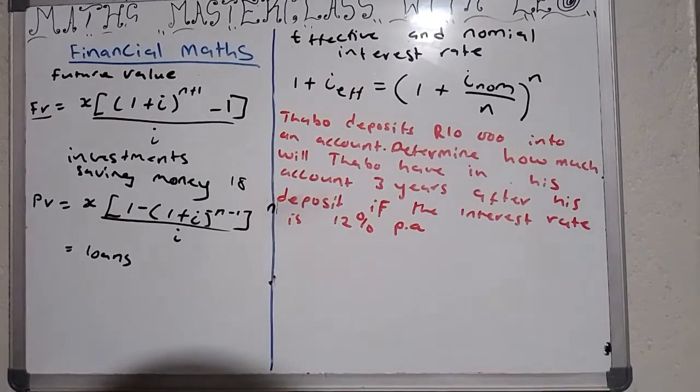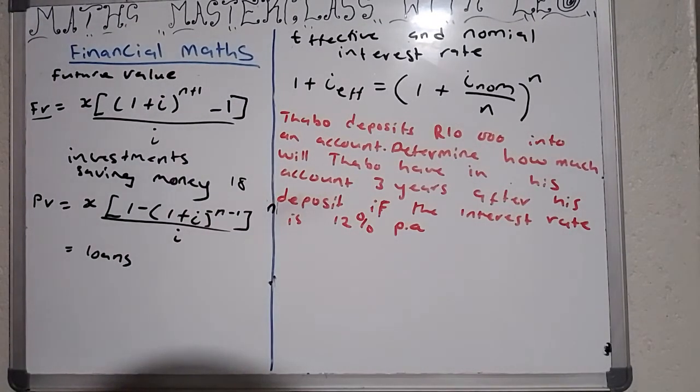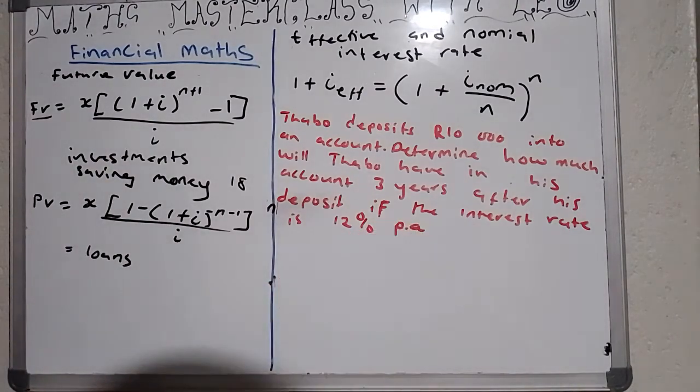Okay, I've got a very simple question. I just need to jog your mind so that we can get into detail. But you know what they say, if you don't know the basics, then it will be difficult for you to answer the most complex questions, because all the most complex questions come from basics, right? If you understand the basics and how to apply the basic knowledge, then you can answer any question, right? So Thabo deposits 10,000 into an account. Determine how much Thabo will have in his account 3 years after his deposit, if the interest rate is 12% per annum, per year, right?